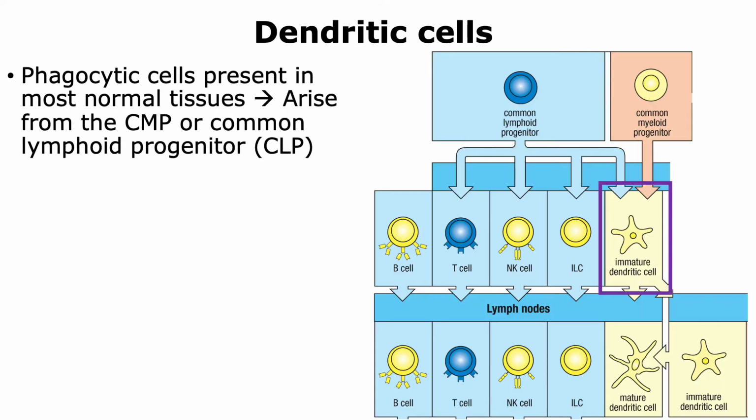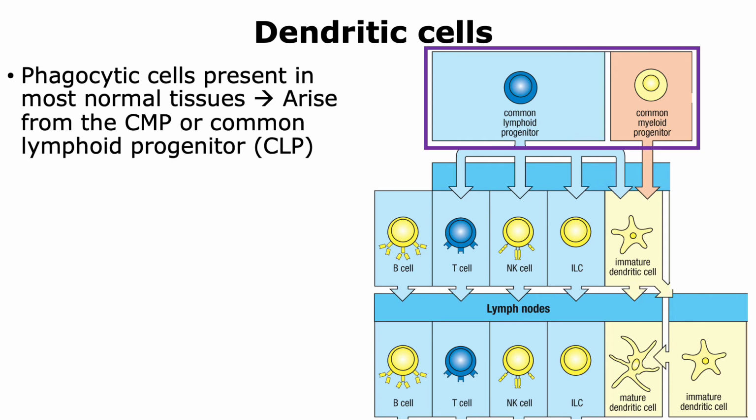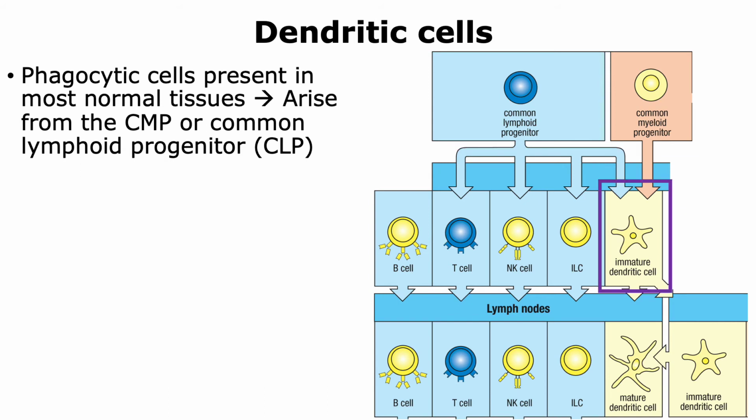Dendritic cells, which are shown in that purple box, are phagocytic cells that are present in most normal tissues. What is unique about dendritic cells is that they can arise from either the common lymphoid progenitor or the common myeloid progenitor. Usually most immune cells will arise from either one of them. Both progenitors can give rise to the same type of cell, but this is not the case of dendritic cells. So either the common lymphoid progenitor or the common myeloid progenitor can undergo differentiation to give rise to an immature dendritic cell that will undergo further differentiation to form the mature dendritic cell.